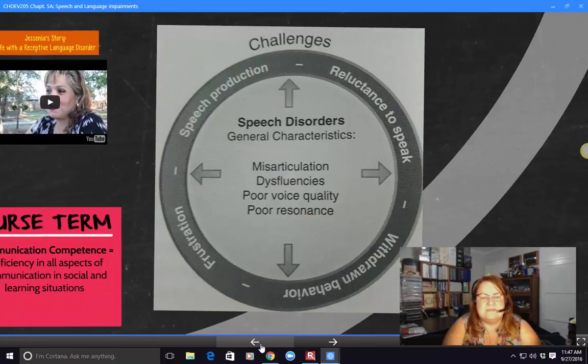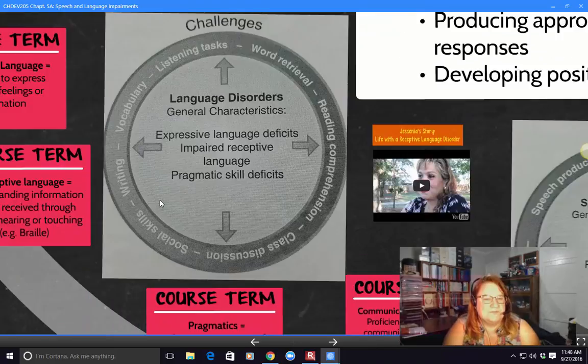The book has some of these challenges here with speech disorders. Again, misarticulation, disfluency, like the stutter or clumping, and then the poor voice quality and resonance. Again, the challenges are on the outside: getting the speech out, reluctance to speak, withdrawn behavior, and frustration. But we'll talk about solutions too.